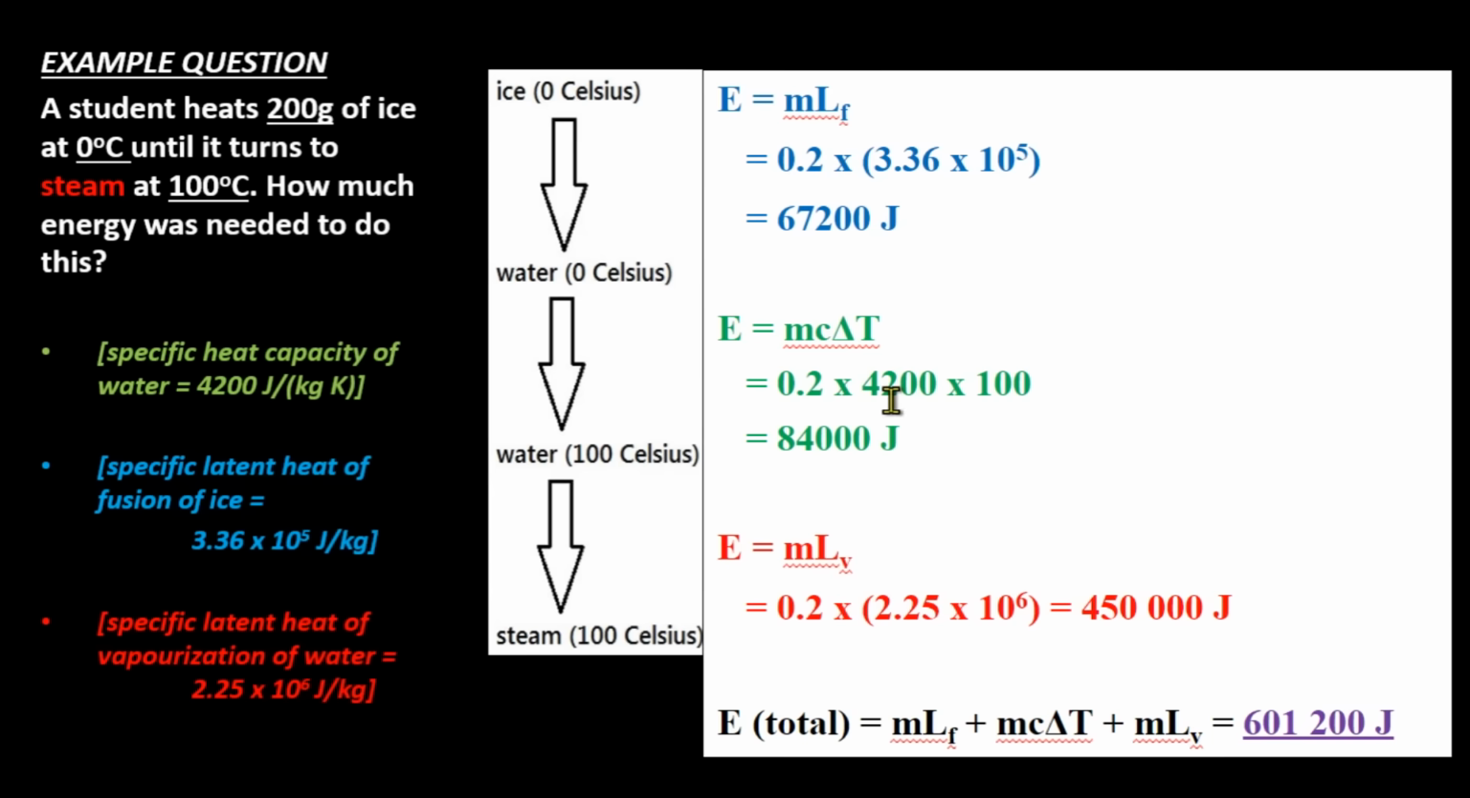Now to raise the temperature, we're going to use E = mcΔT. 0.2 times 4200 times 100 minus 0, which is 100. And we use this constant here. This will be 84,000 joules. To boil the water, E = mL_V. 0.2 times this constant here, you'll get 450,000 joules.